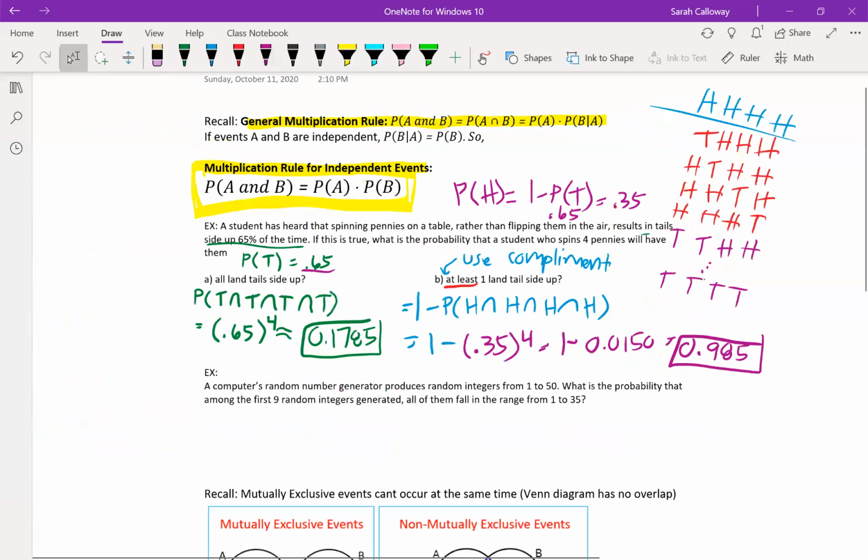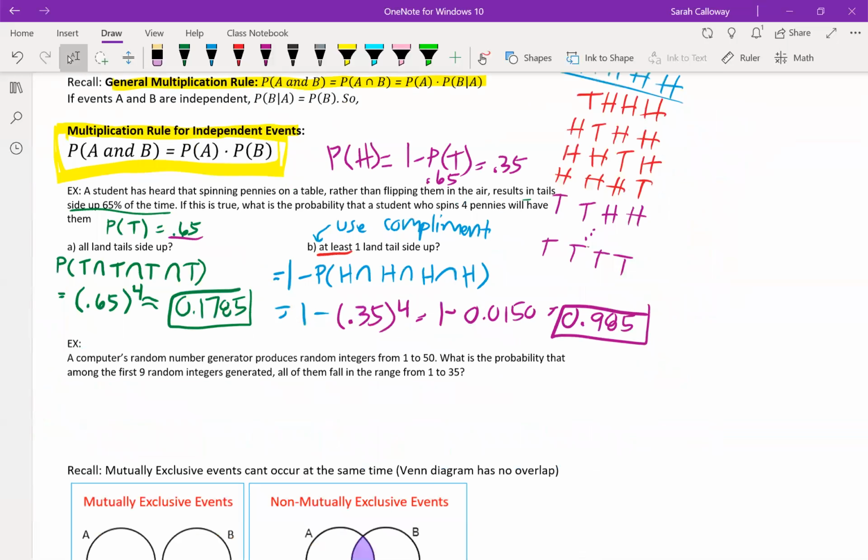Again, when you see the word at least, it helps to use a complement, so that the sample space is usually smaller for that event not happening than it is for that event happening. And so you find the probability of that event not happening and then subtract that probability from 1.